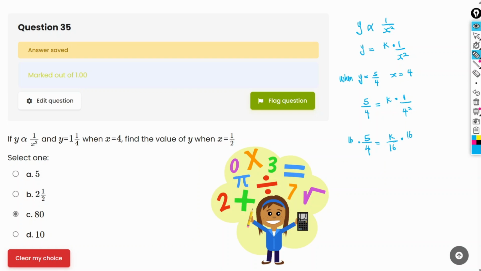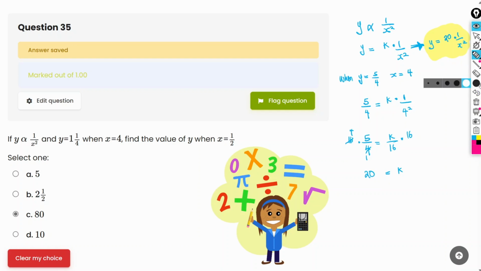So we'd have just k on the right hand side is equal to 1 times 4, so k is 20. All right, so that means the actual relationship that we have here is y is equal to 20 times 1 over x squared. That's the actual relationship that binds these two variables, okay? And it's important to get this. Once you have gotten this, then it's easy to solve for anything else. It's just a walk in the park.